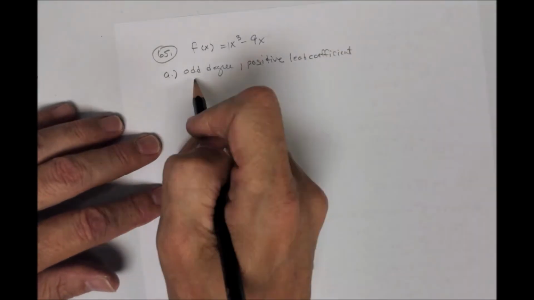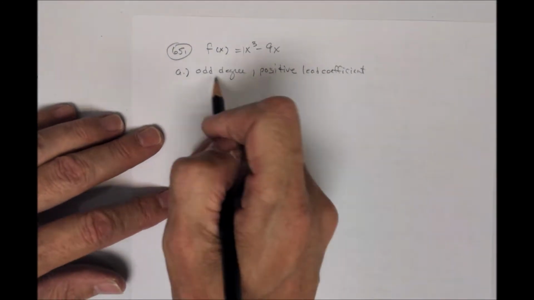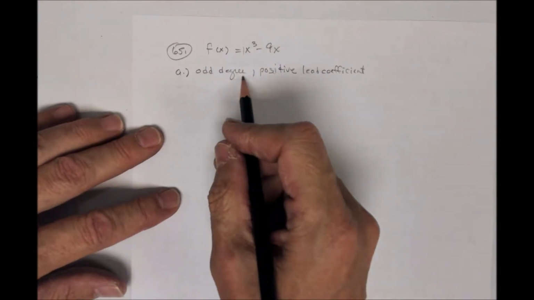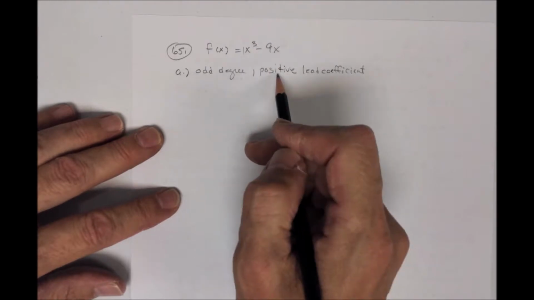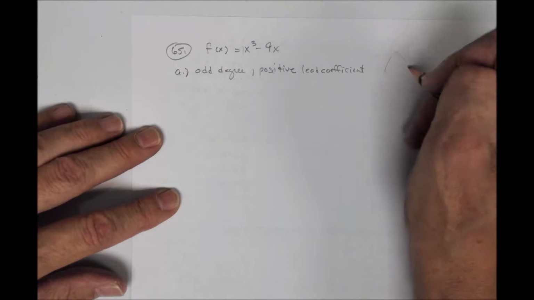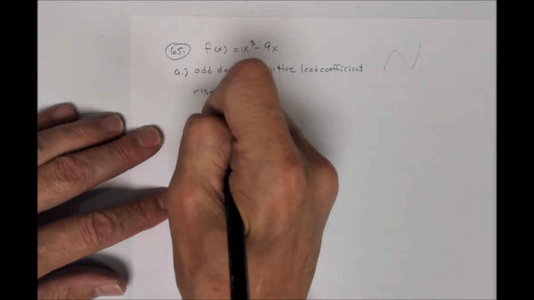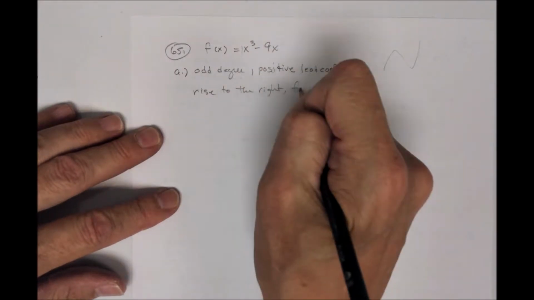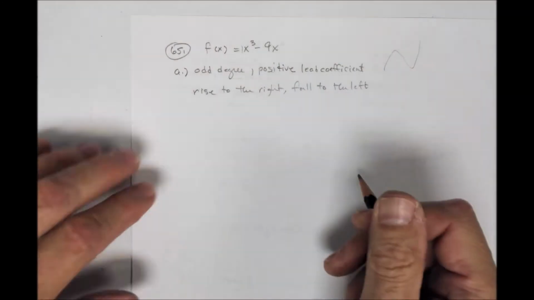All right, so remember, we were looking at this earlier on the previous video. When it's odd degree, one side goes up, one side goes down, because it's like a sideways S for a cubic. And so when it's positive, it goes up and to the right on the end. So it's going to rise to the right, and it's going to fall to the left. Okay, so we're going to use that when we sketch it.